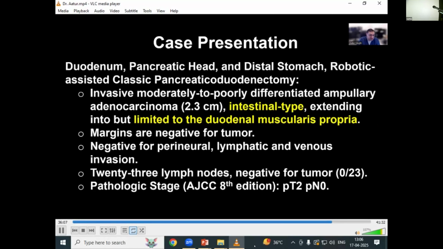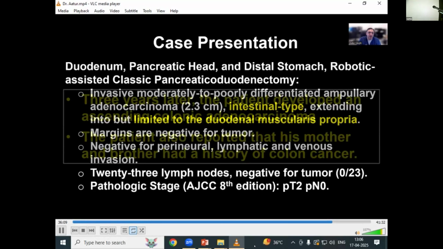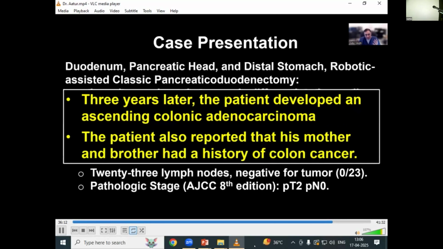So basically the case stops there. No, not really. Now 3 years have elapsed, and the patient has developed, interestingly enough, an ascending colon cancer.